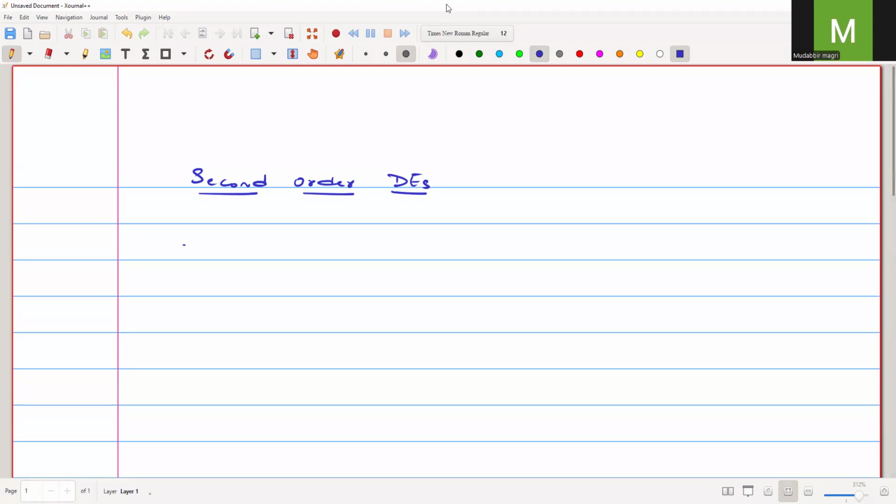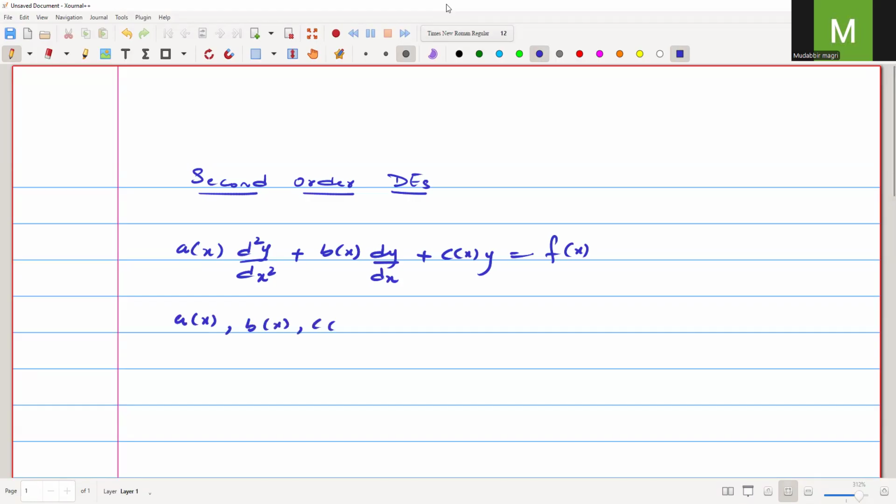The general form of a second order linear differential equation can be written as a(x) d squared y over dx squared plus b(x) dy by dx plus c(x) y equals some function f(x), and therefore these a(x), b(x), c(x), and f(x) are just functions of x.